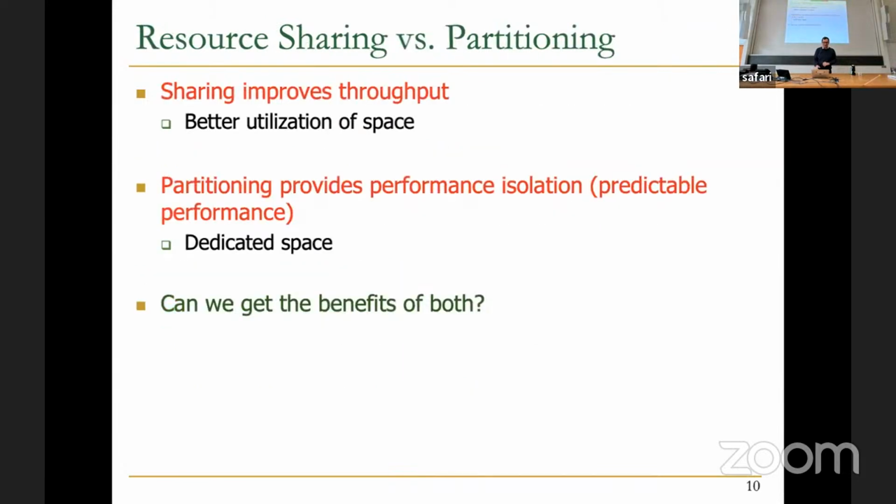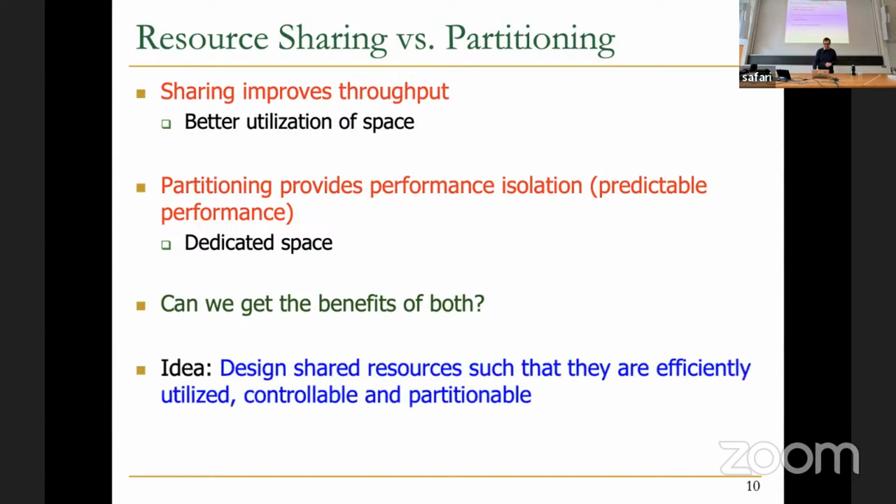Okay, so basically in the end, to summarize, sharing improves throughput. It gives you a better utilization of space and bandwidth. Partitioning provides performance isolation. It gives you predictable performance and avoids denial of service and starvation by giving dedicated space and dedicated bandwidth. Clearly, we want both, right? We're greedy. The question is, can we get the benefits of both as much as possible without increasing the cost significantly? So that's what we are going to discuss in the rest of this lecture with a focus on memory controllers.